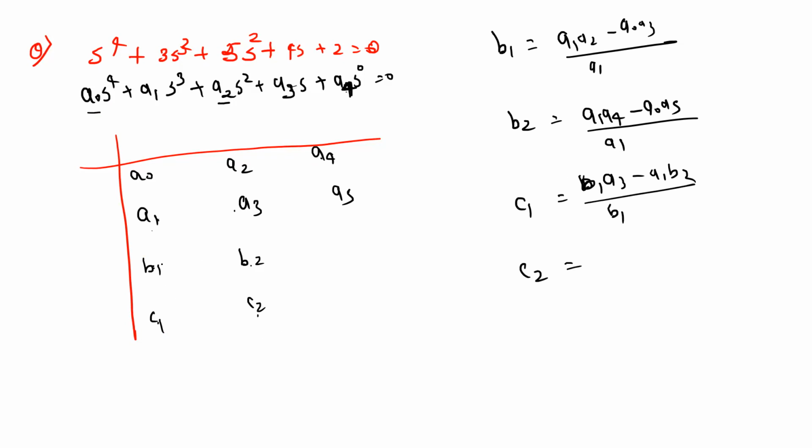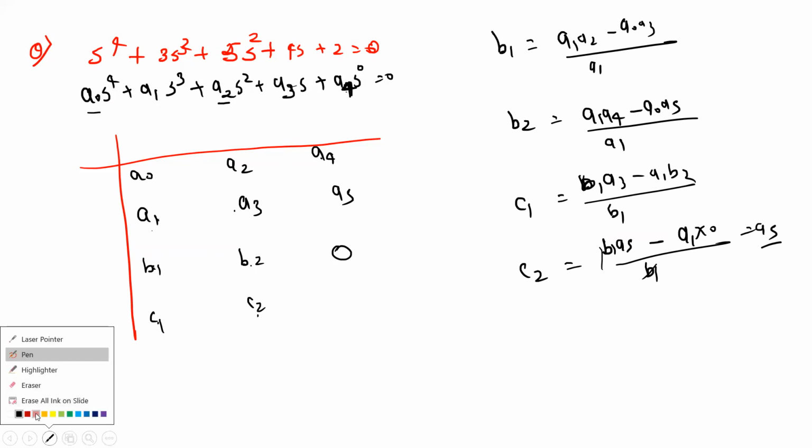And I can calculate the value of C2, that is equal to B1 A5 minus A1 into 0, divided by B1, because if there is nothing, then it will be 0. So this will be 0, so that will be A5. Fine. So we have calculated the value of C1 and C2 all. So now, what is the value of A naught? A naught is 1. So I can substitute here 1.